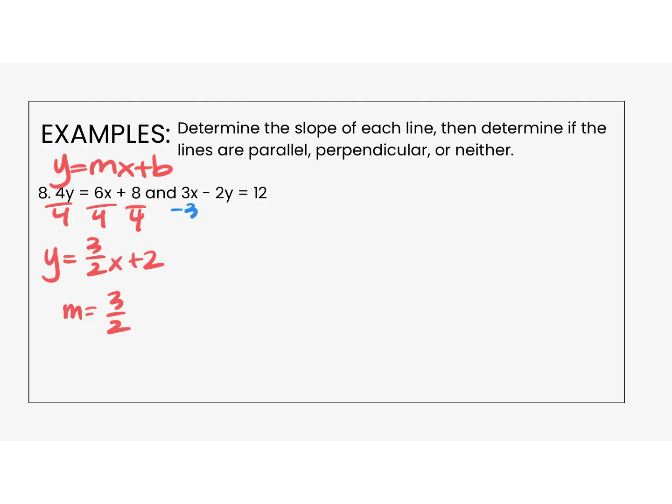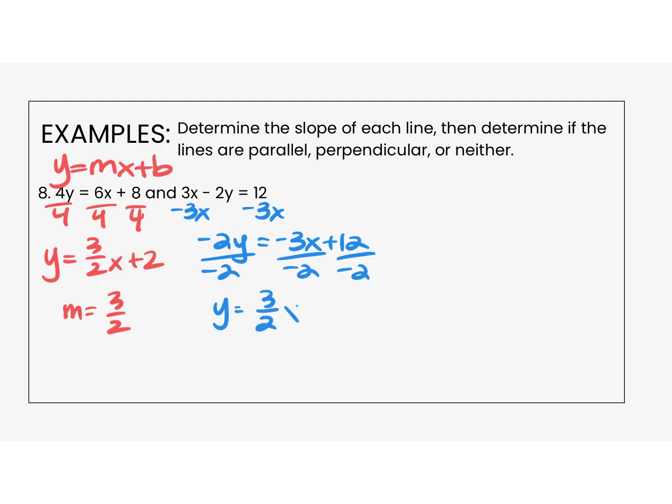Second one, first thing I need to do is bring the 3x over. So I get -2y equals -3x plus 12. Divide everything by -2. So I get y equals 3/2x minus 6. So now I look at this and my slope is 3/2. Okay, so you should notice right away that those slopes are the same. They're both 3/2, which means that the lines are parallel.